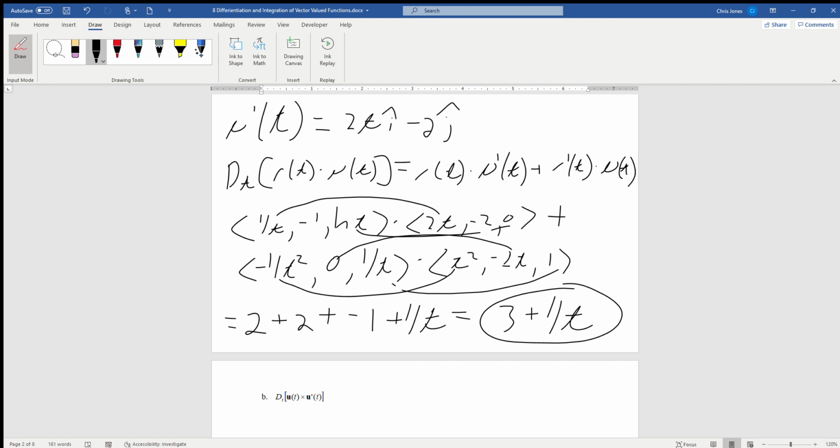Okay. In the next video, I'm going to show you how to take the derivative of a cross product, and then we can go through and start working on some integration from there.